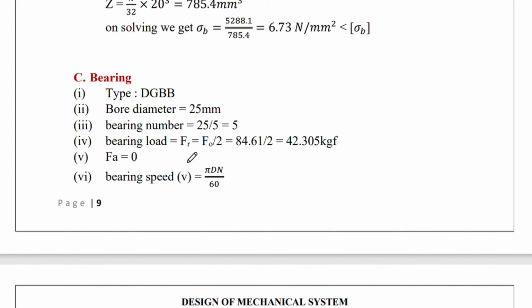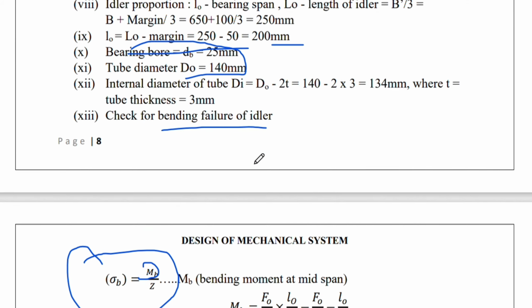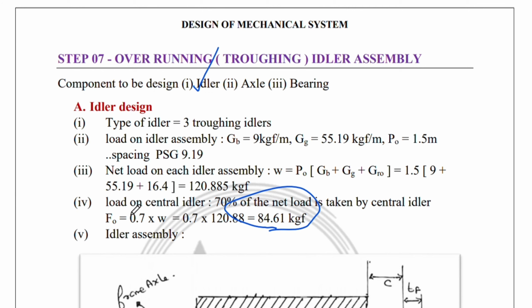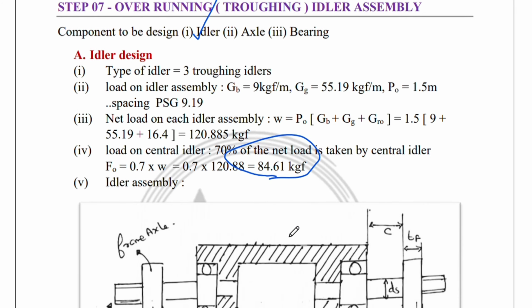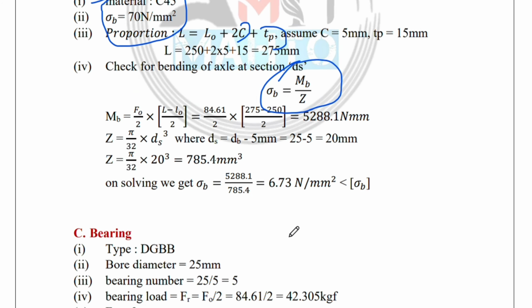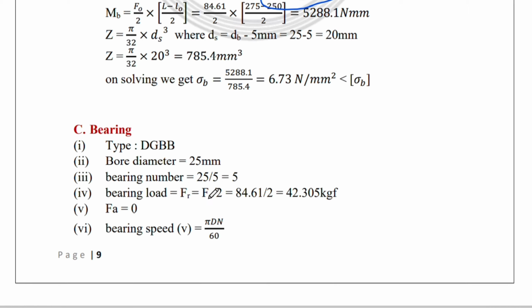Bearing load Fr is equal to Fo upon 2. Fo value you will get here, as I have mentioned previously. See here, Fo value 84.61. You can put that value and get the value of Fr, which will be 42.305 kgf. Fa will be 0.